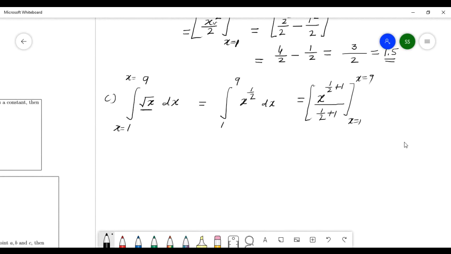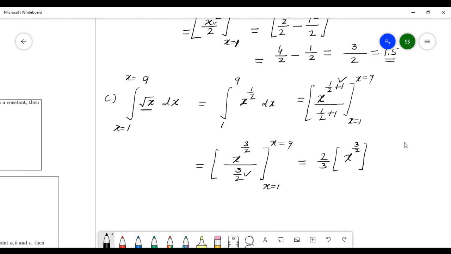Then integrate. Here x power 1 by 2, this 1 by 2 plus 1 is 3 by 2, and here comes the same 3 by 2. And this here x equals 1 to 9. This equals what? This 3 by 2 will be 2 by 3 here, a real number, you can take it out, no problem. And here x power 3 by 2, where x equals 1 and here x equals 9.